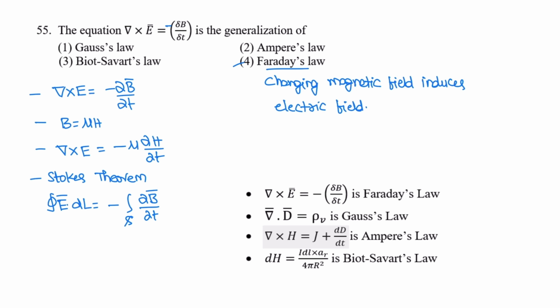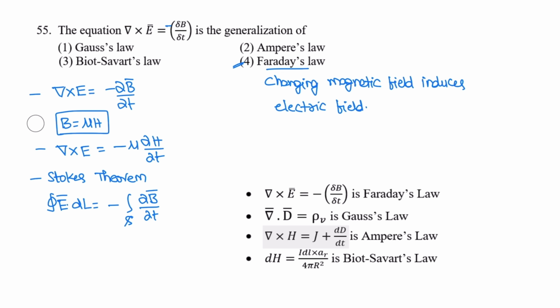Given the equation del cross E is minus dou B bar by dou t, it is a generalization of Faraday's law. Faraday's law states that a changing magnetic field induces an electric field. Gauss law is del dot D is equal to rho v. Biot-Savart's law is del cross H is equal to I dl cross a_R by 4 pi r square, and Ampere's law is del cross H is equal to J bar plus dou D bar by dou t. So the correct option is Faraday's law, option 4. Faraday's law is del cross E is minus dou B bar by dou t, where B is equal to mu H.